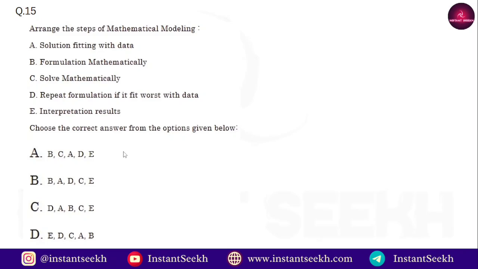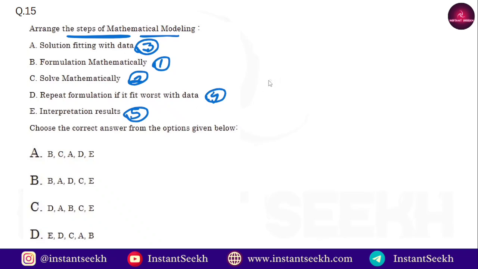Okay, mathematical modeling question. Arrange the steps involved in mathematical modeling. One by one we will see: solution, formulation, solve mathematically, repeat, interpretation. So first of all, we formulate mathematically, then we solve mathematically, then the solution fitting with the data is considered, then repeat the formulation if it fits worst with the data, and at the last, interpretation of the results.